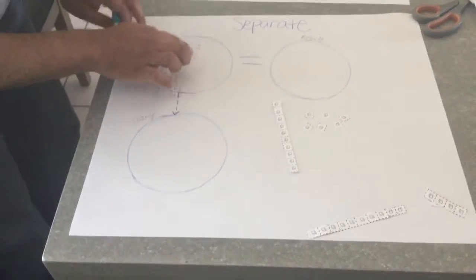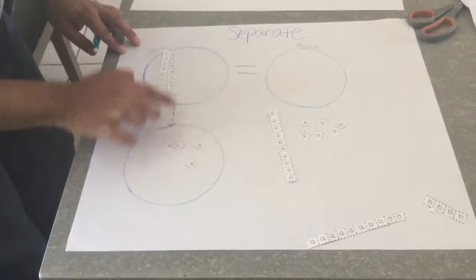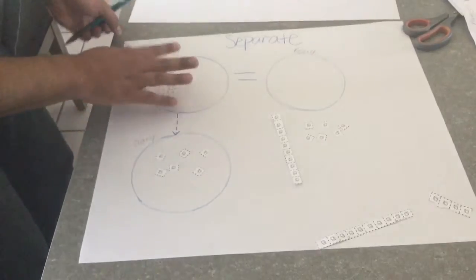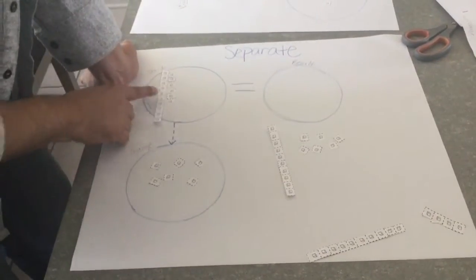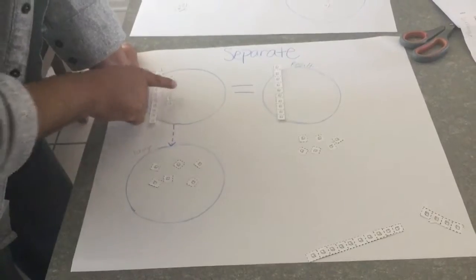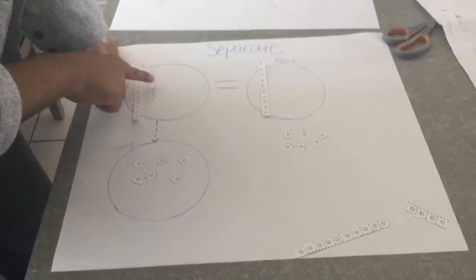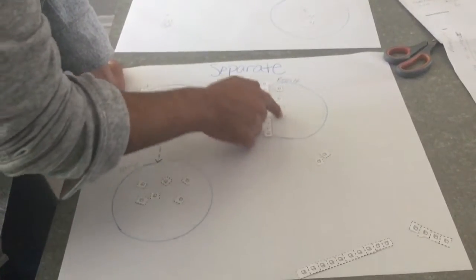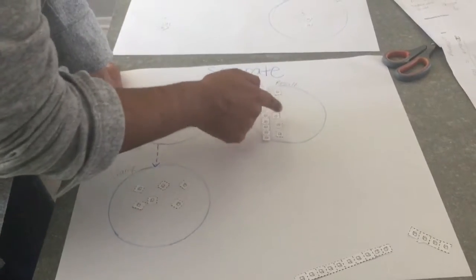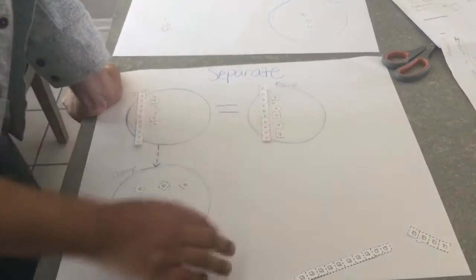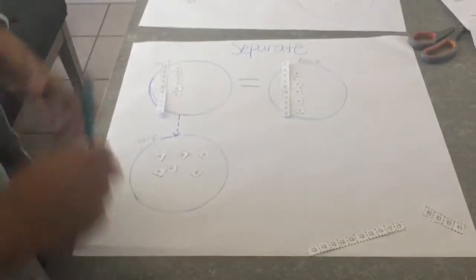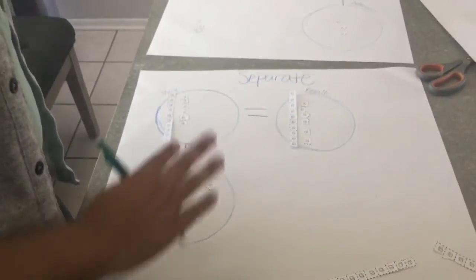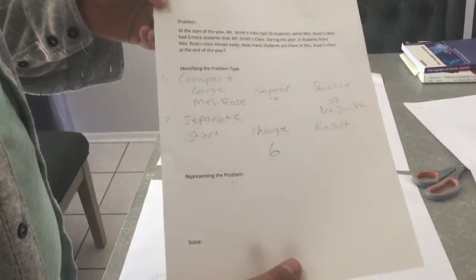So now we can separate 6: 1, 2, 3, 4, 5, 6. So this is what's left, and this is also going to be our result. Our result is going to be the rod, which is 10, 11, 12, 13, 14, 15, 16. And that is our result: 16 students who were in Miss Rowe's class at the end of the year. And that is how we solved the problem using the set model and the base 10 blocks for a multi-step problem. Thank you.